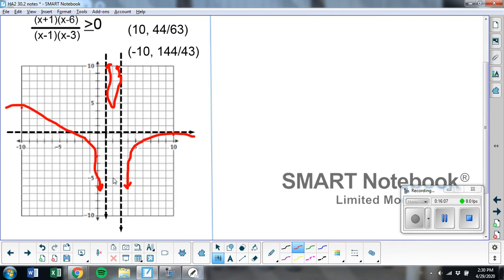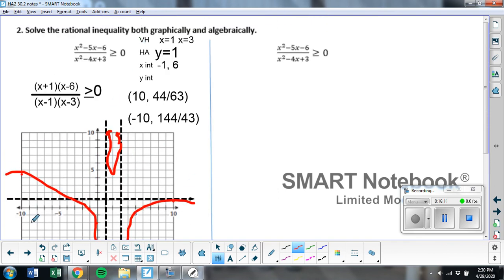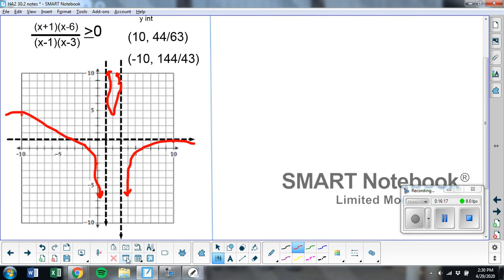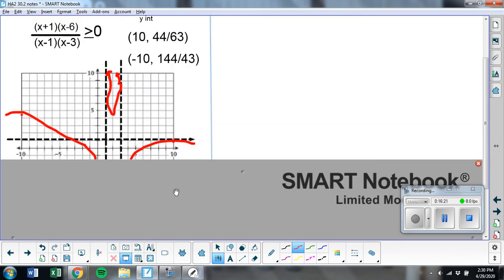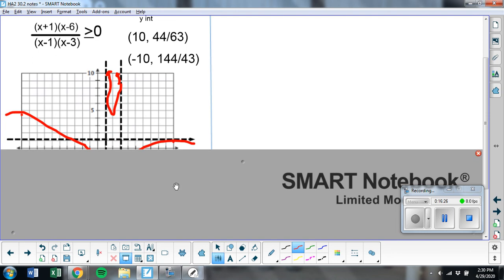Okay, so now that we have our graph, let's answer the question. When are these red lines greater than or equal to 0? So take your piece of paper, your hand. Here's 0. Nope. Here's a height of 0. Those are the only parts of the graph that I want. I want this red part, this entire red part, and this red part. Not the whole graph, just above 0.